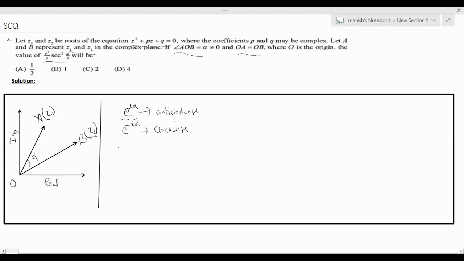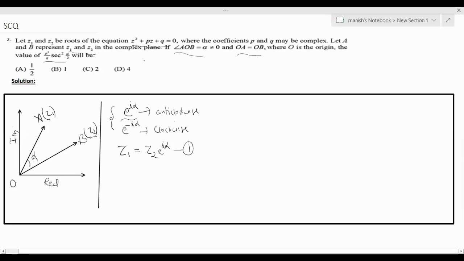So observe carefully. You can get the complex number Z1 by multiplying complex number Z2 with the term e power i alpha. I just wrote again what I have written here: you can get Z1 by multiplying Z2 with e power i alpha. So this is a very important relation. I'm going to mark it as 1, and reuse it to further solve the problem. So this is the relation of Z1 and Z2 in terms of alpha.